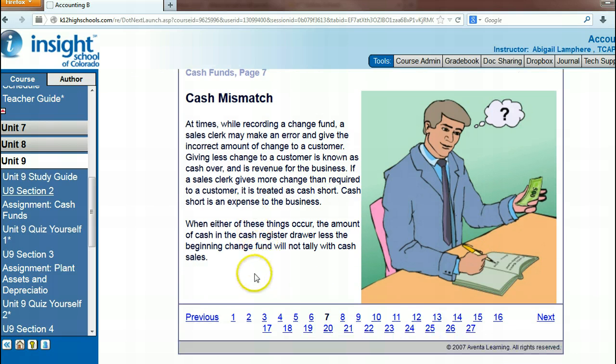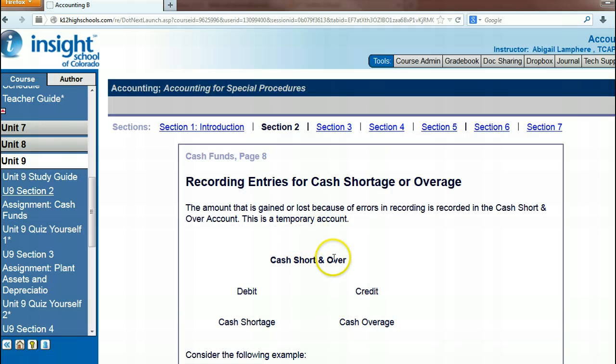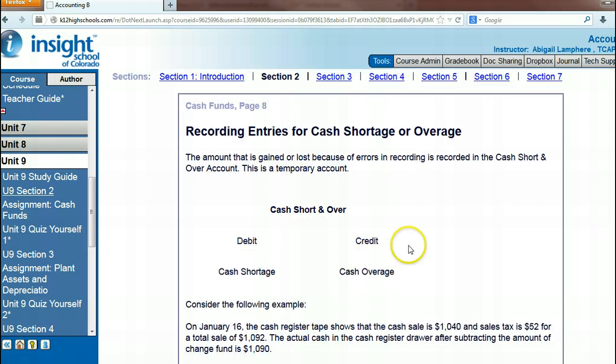When neither of these things occur, the amount of cash in the cash register drawer less the beginning change will not tally with cash sales. So when either of these things occur, whether we have a cash overage or a cash shortage, the amount of cash in the cash register drawer less the beginning change fund will not tally with cash sales. That's just saying our numbers are going to be off, so we kind of have to account for that in our books.